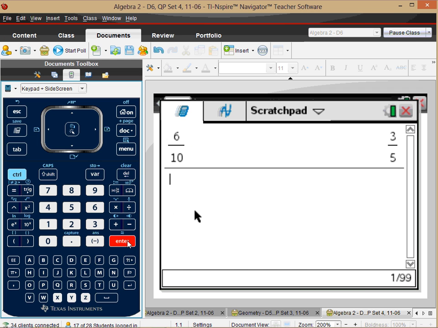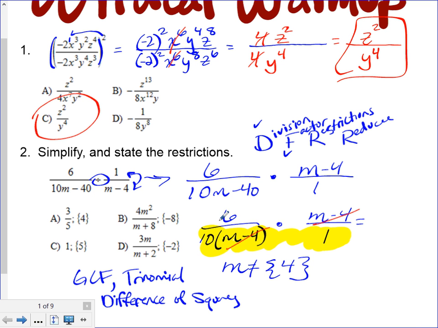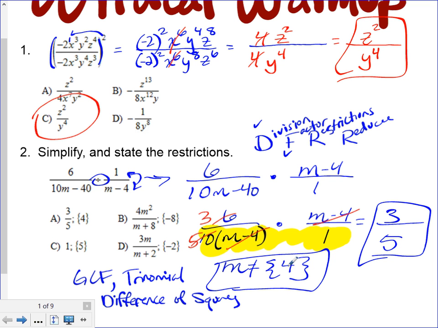Zero. 6 over 10 reduces to 3 over 5. What's left in the numerator? 3. In the denominator, 5 times 1. What's 5 times 1? So I've got 3 over 5, and m cannot be 4. Answer choice A.